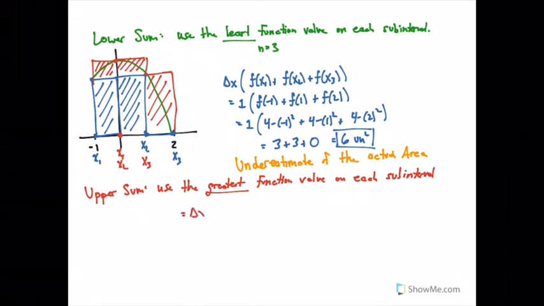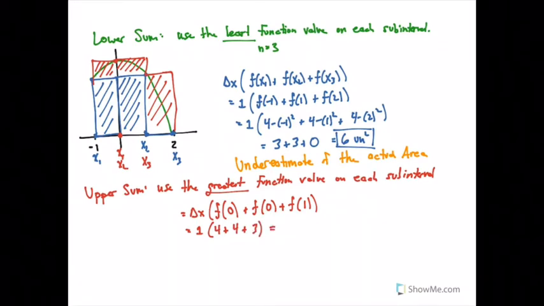So the upper sum here is going to be delta x, again, times f of 0 plus f of 0 plus f of 1. 1 times 4 plus 4 plus 3, which will give us 11 units squared. And this is guaranteed to be an overestimate of the actual area.